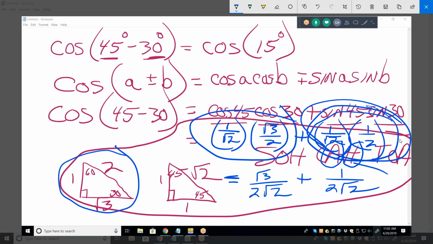So what's a better way to present that answer? That's a fraction, same denominator. How else can we write that? We could write that as, sorry. Can we do square root of 3 plus 1 over 2 square root of 2? That's the answer.